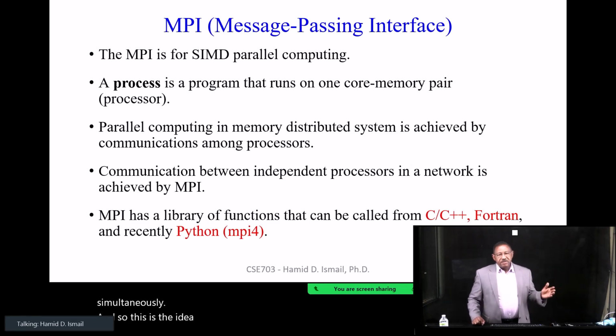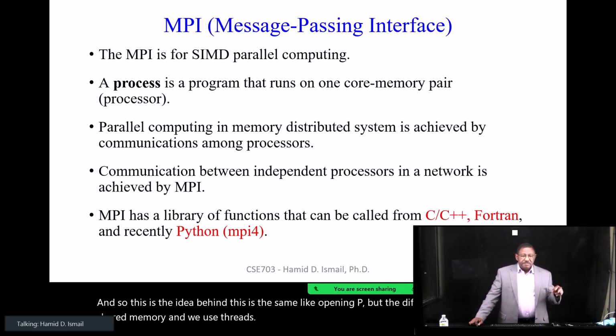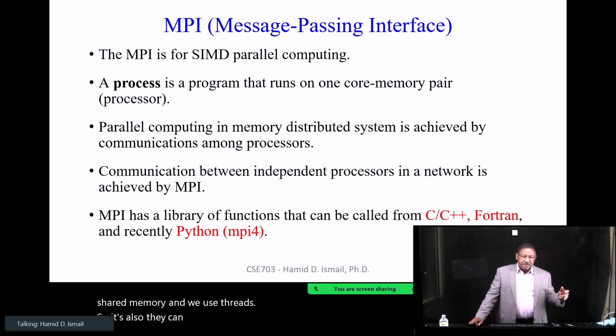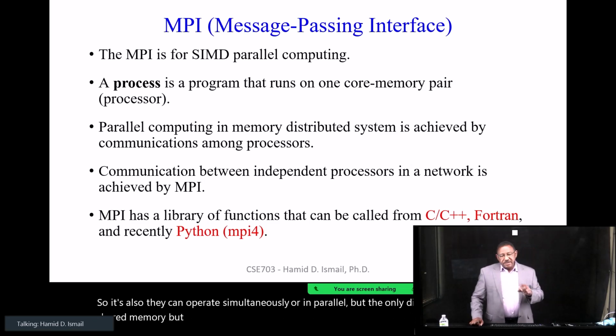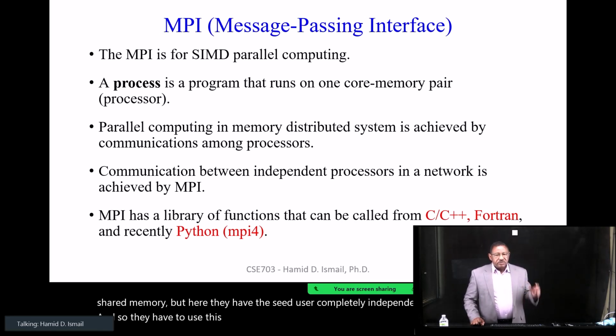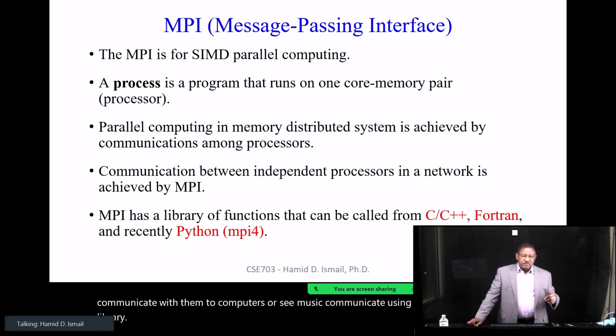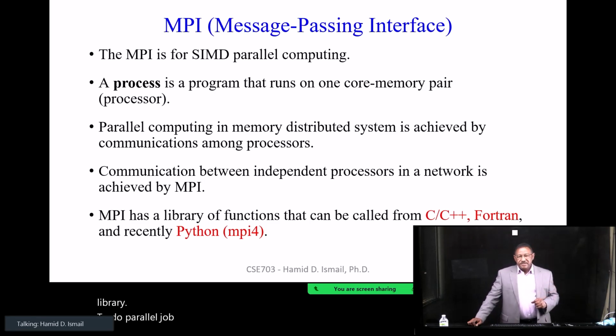It's the same as OpenMP, but the difference there is that threads have shared memory. Threads can also operate simultaneously or in parallel, but the only difference is that they have shared memory. But here the CPUs are completely independent, so they have to use this Message Passing Interface to communicate with one another. Two computers or CPUs can communicate using this programming library to do a parallel job. Okay, so this is the idea behind this.